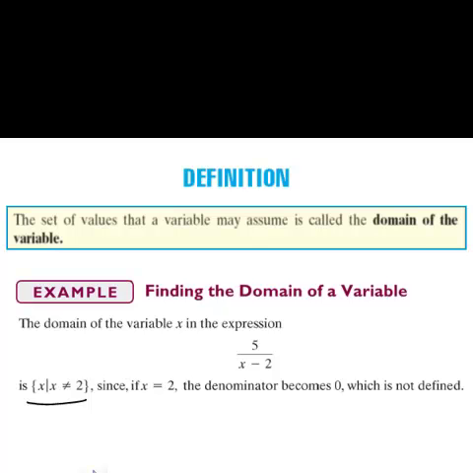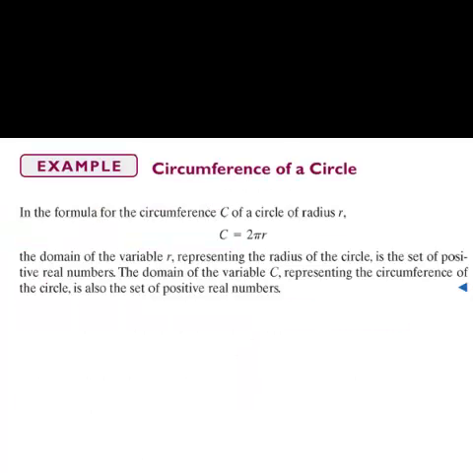Okay? For example, here's another example. Here we have this formula that relates the circumference to the radius of a circle. All right, we probably remember this one from a previous class, that the circumference of a circle is going to be 2 times pi times the radius of that circle. And we know that the radius times 2 is equal to the diameter.